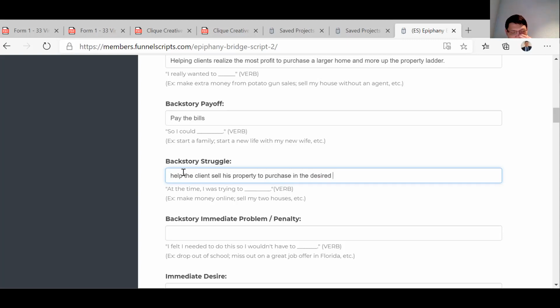Apart from helping sell his old property and purchase a new property, what else have you helped him with, by the way? During the process, what else? We renovated the house. Renovated the house. Is it the older one? No, it's just 10 years old. Okay. It was just a bit tired. Okay, just tired.